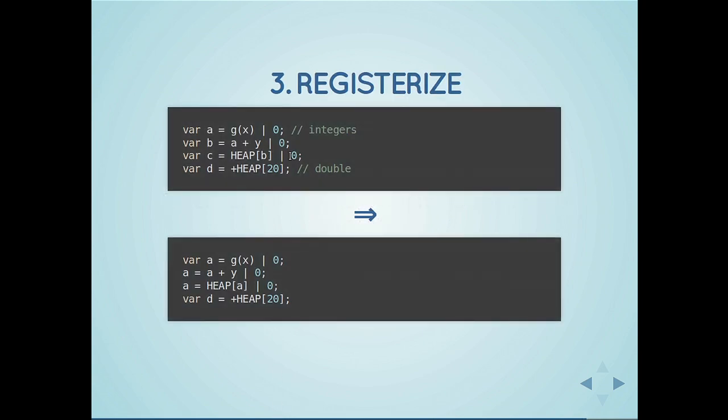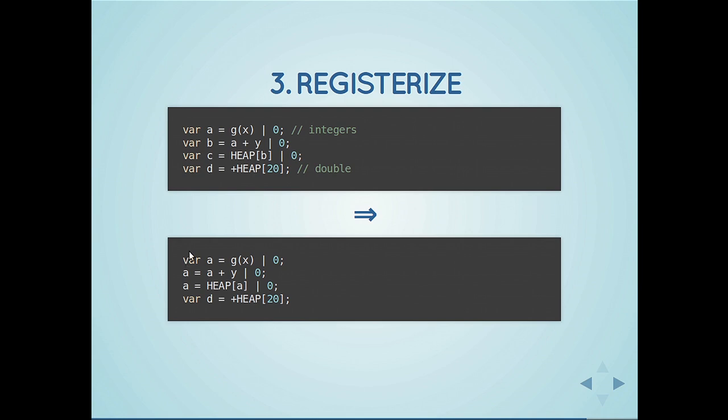Finally, the registerize pass does something similar in that it also eliminates unneeded variables, but it does it in a slightly different way. If we have 3 variables here that are integers, you can tell by the "or 0", and one that's a double, you can tell by the plus, because the plus operator converts anything to a number, and as I said, numbers are doubles in JavaScript.